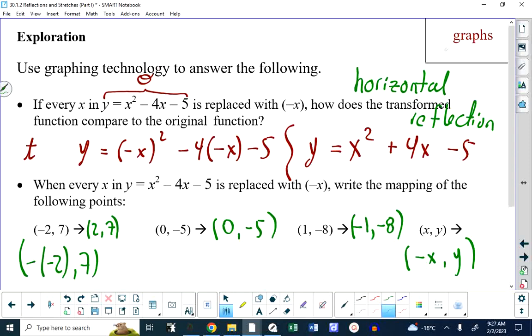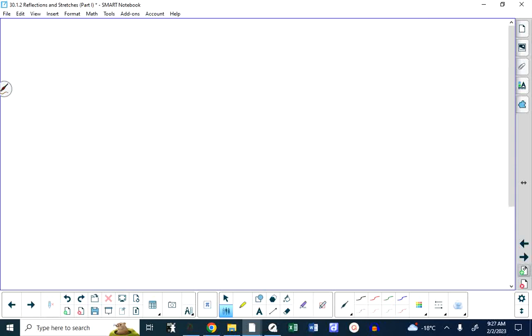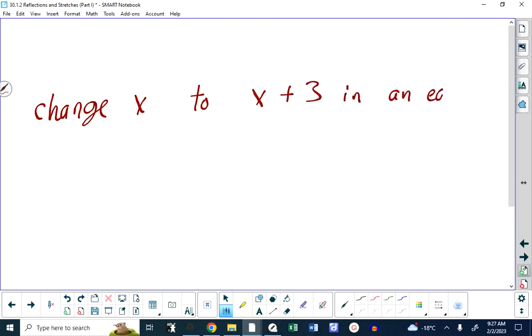I want to go back in time here and say that when we change x to x plus 3 in an equation, so I'm talking about horizontal translations, not reflections. Which way is the function shifted, left or right? What do you think? Right. Left. Because it's x minus h.